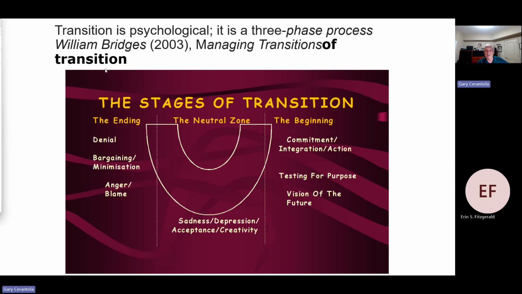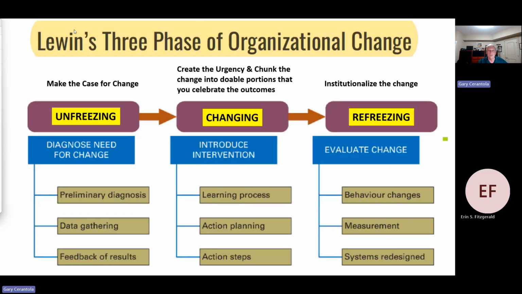This is an old book, 2003, but William Bridges, that changed my life. And he talks about the ending and the new beginning and getting through the neutral zone. And this is a fantastic book if you ever want to understand transformation, especially personal transformation as well. It applies. Okay. Here's Lewin's model, really important.